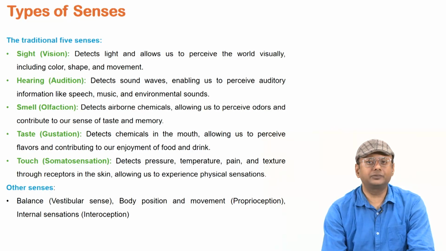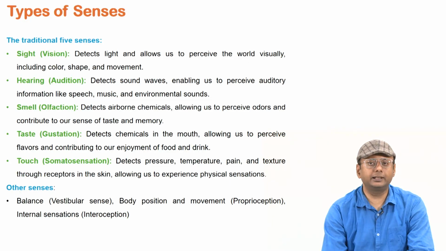What are the different types of senses? Basically we traditionally have 5 types of sense, as we all know. It is vision, right? In the case of vision, it helps in detecting light and allows us to perceive the world visually. Also it helps us understand color, shape and movement.